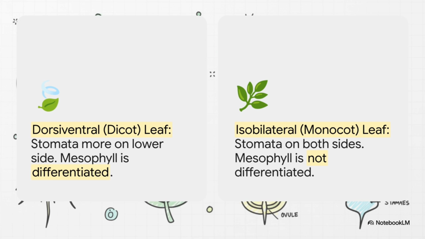Now contrast that with a monocot leaf. It's basically the same on both sides, with stomata on the top and bottom. And the mesophyll isn't differentiated. But here's a really cool feature in grasses, these big empty bulliform cells. When the plant is short on water, these cells go limp, which causes the leaf to curl up. And why does that matter? It's a genius way to reduce the surface area exposed to the sun and save water.